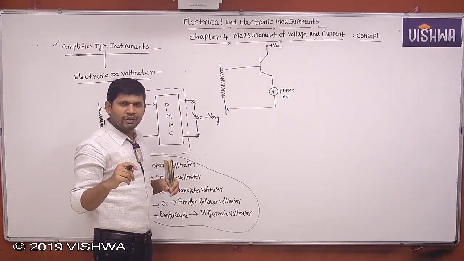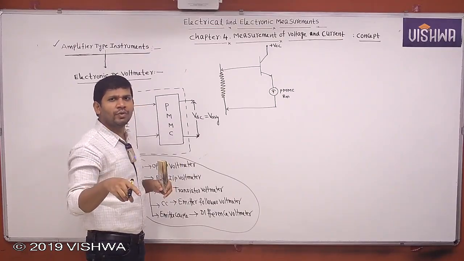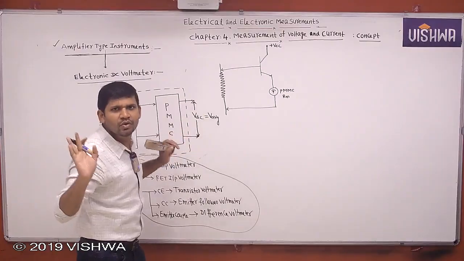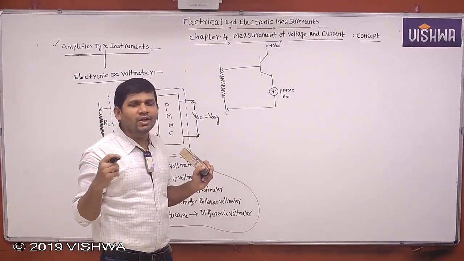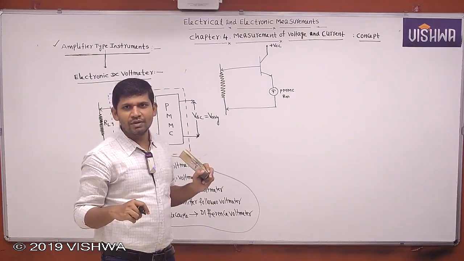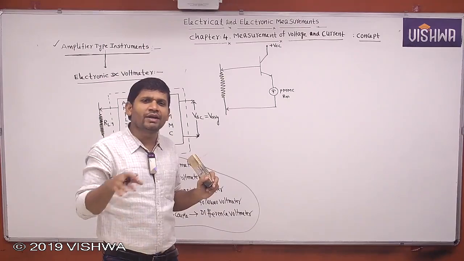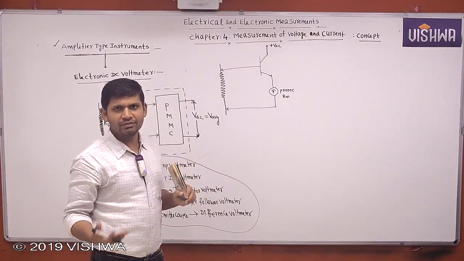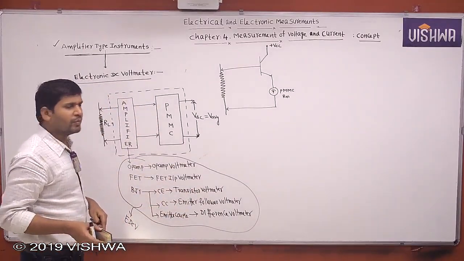Transistor voltmeter means, again no need to tell, transistor electronic DC voltmeter. You can identify transistor voltmeter as one of the electronic DC voltmeters. It consists of BJT at input side in CE configuration. Emitter follower voltmeter is also one of the electronic DC voltmeters. It consists of BJT at input side in CC configuration. Like this, we can design different types of electronic DC voltmeter.